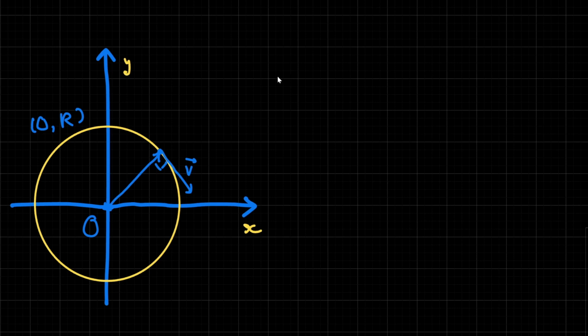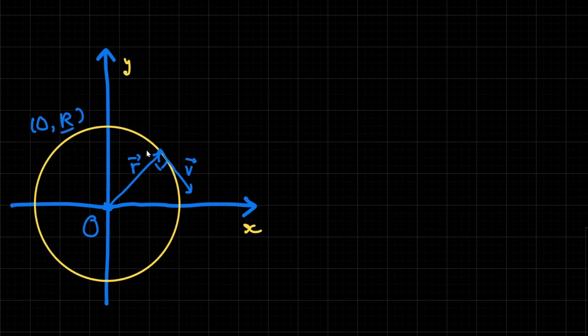And so the last thing I want to talk about is circular motion. Here you have an object moving with a velocity v, and the velocity vector is perpendicular to the position vector, and it's moving around a circle with the radius r.